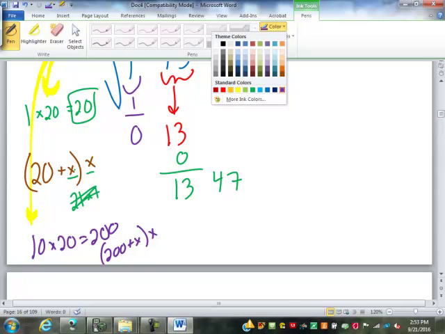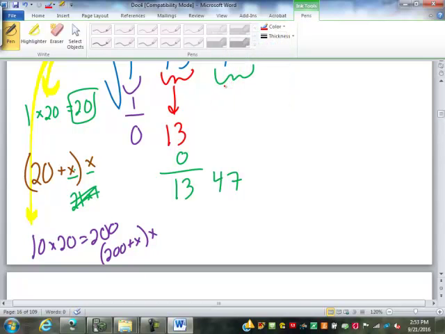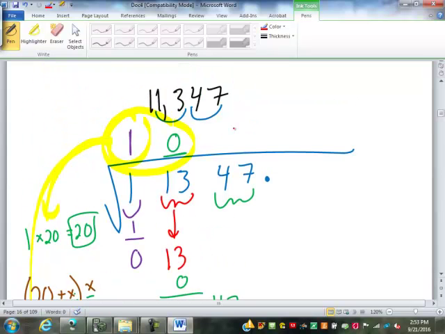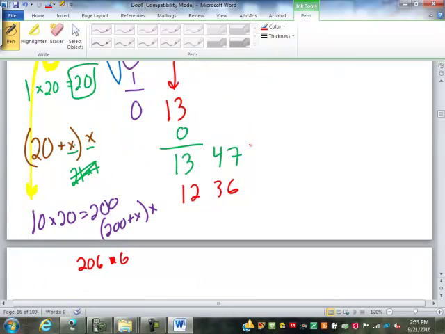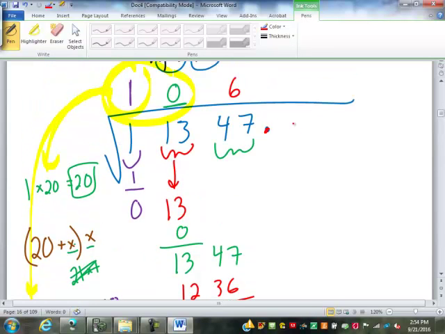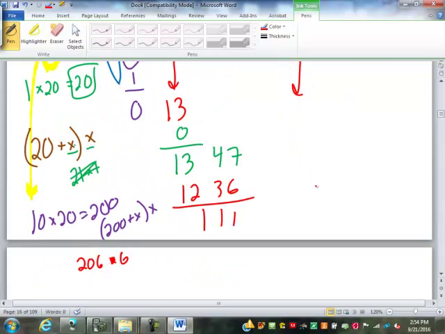Now I'm thinking I'm going to try 6. So that would be 206 times 6. 206 times 6 is 1,236. That's going to work. So this next digit here is going to be 6. So let's subtract. It's a 1, and a 1. Now after the decimal point, I can keep going, but instead of adding single zeros, I have to add pairs of zeros. So now I bring down that pair of zeros.